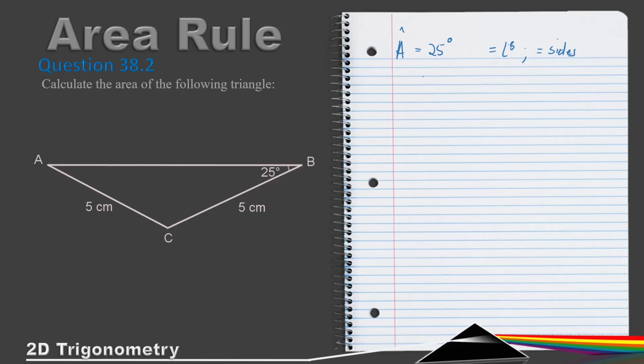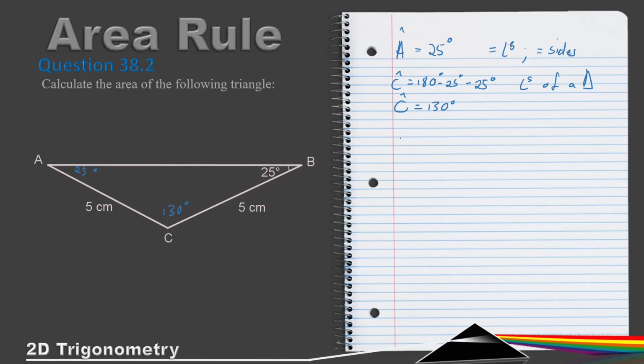Then since this is 25, we can use angles of a triangle to find the third angle. So C is equal to 180 minus 25 degrees minus 25 degrees, and our reason is angles of a triangle. The 25s together make 50, so this is going to be 130 degrees.